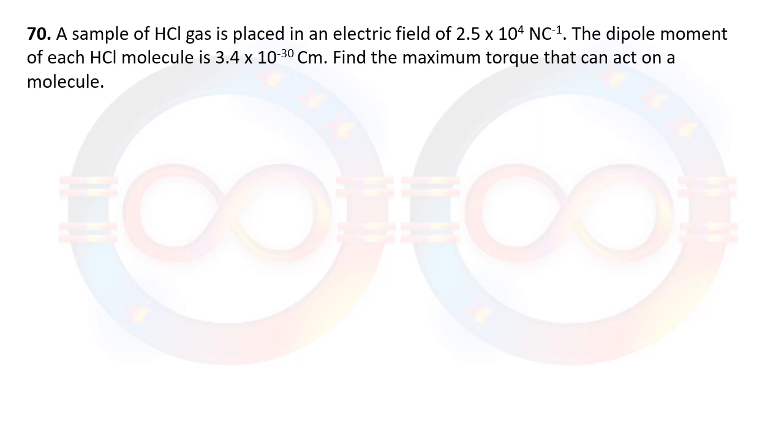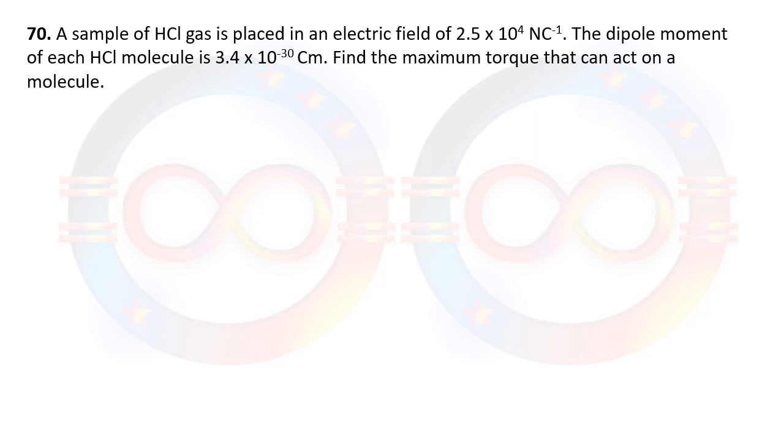Let us see question number 70. A sample of HCl gas is placed in an electric field. HCl, as we know, is H plus Cl minus. It would behave like an electric dipole. Distance, if it is not given, the dipole moment would be given in the question. The question says it is placed in electric field 2.5 into 10 raised to 4 Newton per coulomb. The dipole moment P of each HCl is given as 3 into 10 raised to minus 30 coulomb meter.